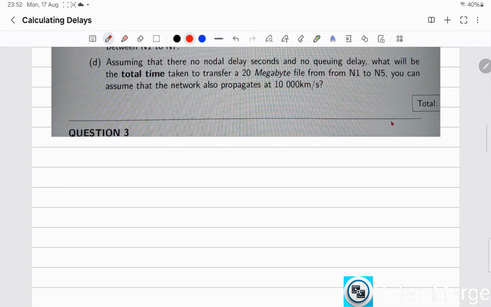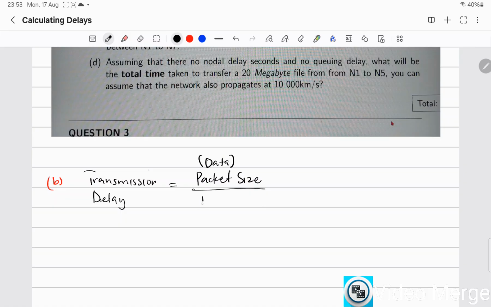Okay, let's calculate our transmission delay. Question B, right? Transmission delay is equal to the packet size, usually you can even call it data size, divided by the transmission rate.